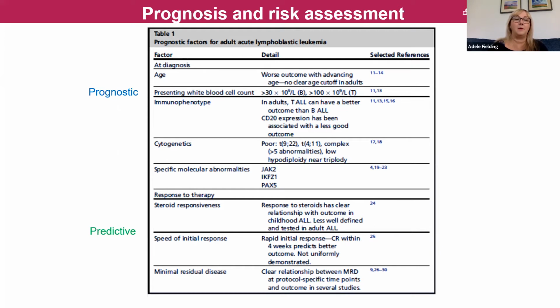about what might happen. But predictive biomarkers are a little bit different because they can actually tell you, despite all of the prognostic biomarkers, how a patient is actually responding to treatment.